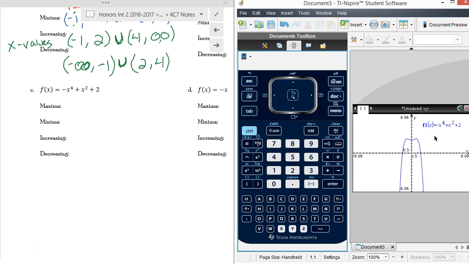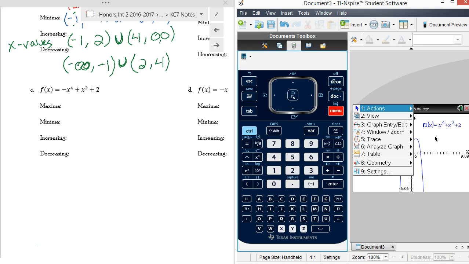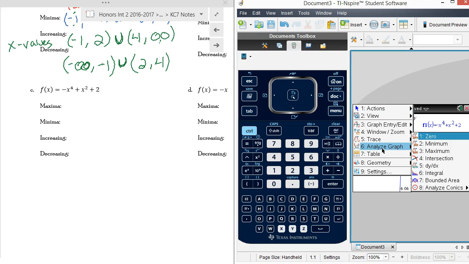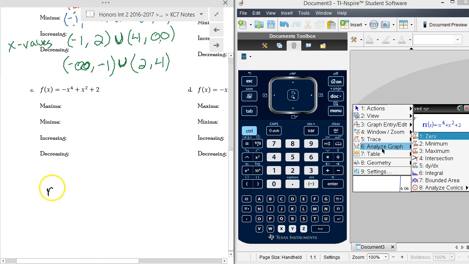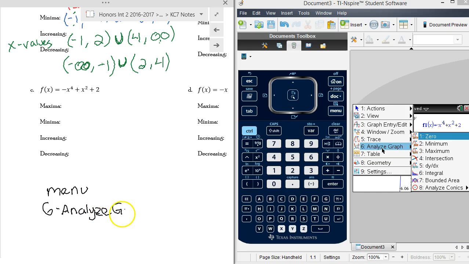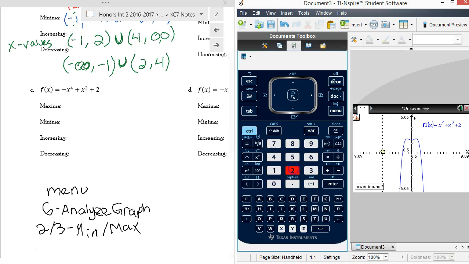So then, menu. And we're going to go to Analyze Graph. So let's write that in our notes. And then it's 6, Analyze Graph. And then we can choose either 2 or 3, which is min or max. So you're going to be choosing one of those. Let's do our minimum first, because that's the first one that pops up.